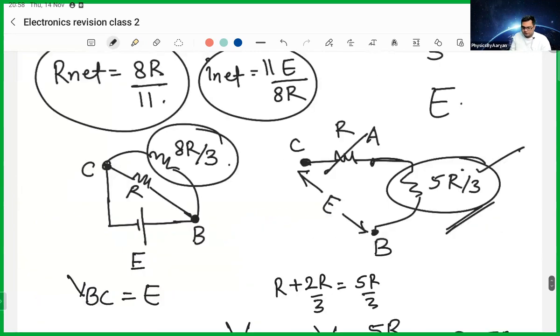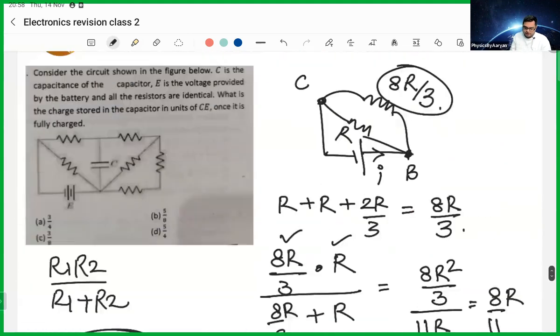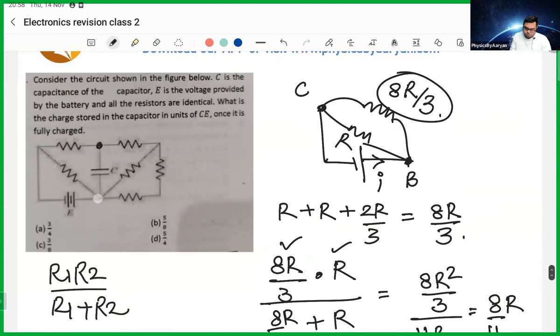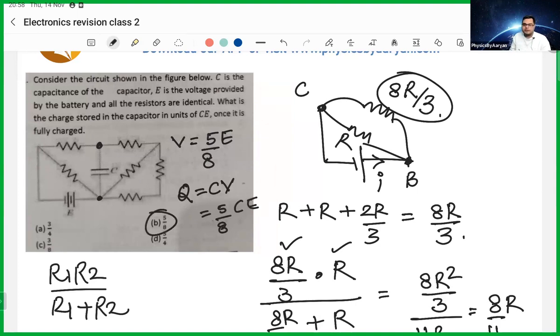5E by 8. So after a long calculation, I have identified that the voltage between these two points is 5 by 8 into E. So this is the voltage, then what is the charge? Charge is C into V, which is 5 by 8 into C into E. Okay. So this gives you option number B as the correct answer.